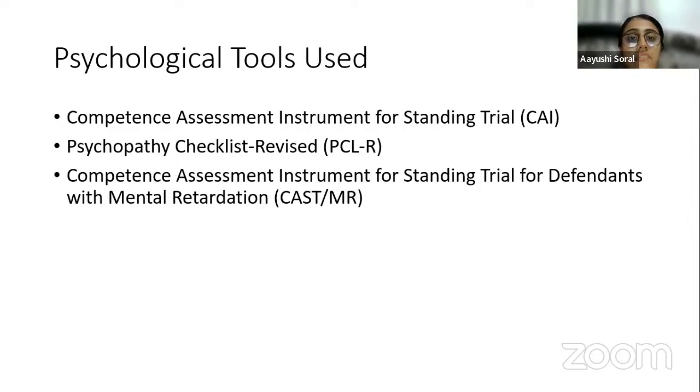These are very old tests, not newly made; this CAST MR is from 1973, by construction date. So these are some older tools. I'll be discussing 2 tools with you all: the Competence Assessment Instrument and CAST MR. We won't be going through the questionnaires, because gathering them was not feasible for me. So what I have is their psychometric properties with their strengths and weaknesses.